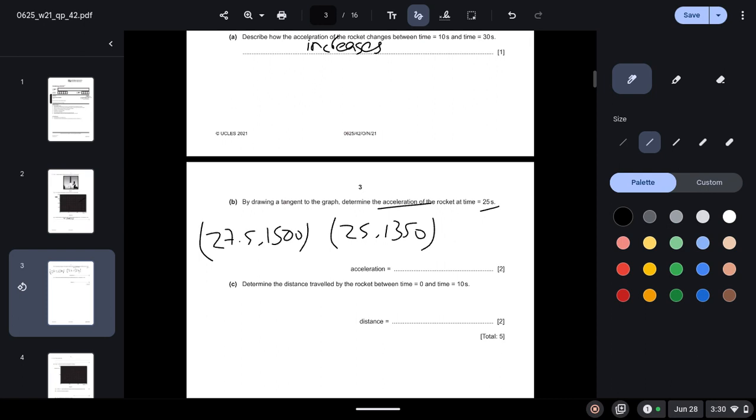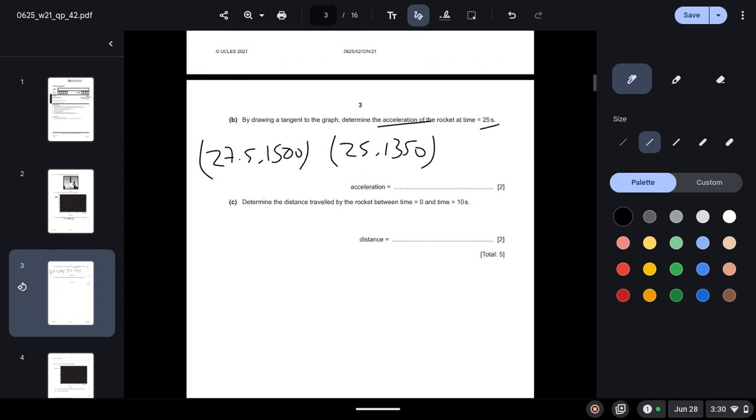So using the formula of gradient, we can use 1500 minus 1350 over 27.5 minus 25. So just plug this in your calculator. 1500 minus 1350 over 27.5 minus 25. So the answer you get is 60 meters per second squared.